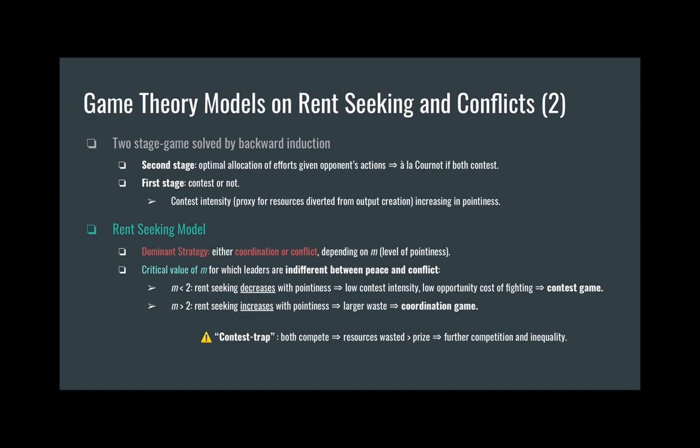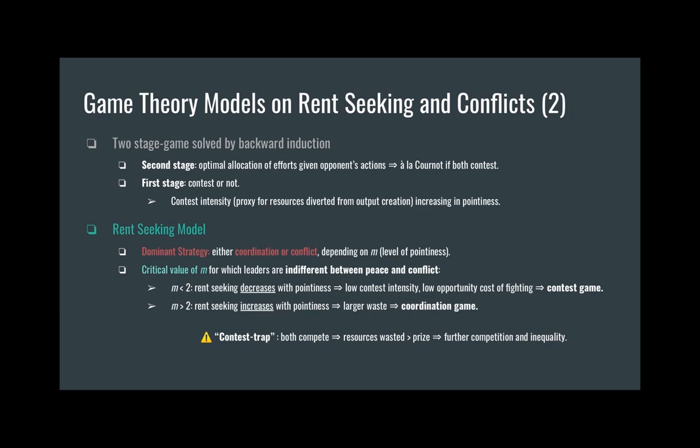Below its critical value, for which leaders are indifferent between peace and conflict, rent-seeking decreases with pointiness. Resources diverted from output creation, proxied by contest intensity, is rather low, hence a minor opportunity cost. Some rent-seeking is always chosen to maximize income. However, above the threshold, pointier resources cause larger waste and a coordination game emerges. A contest trap is then likely to happen.